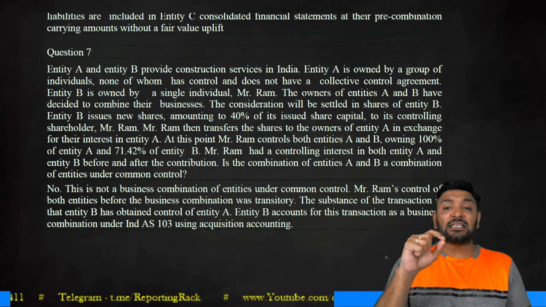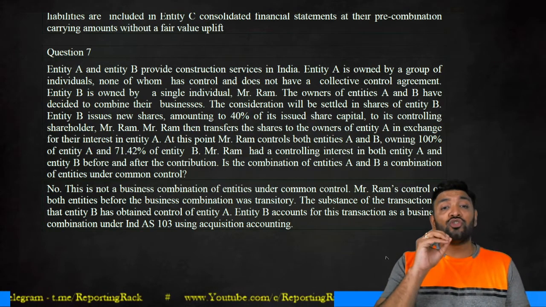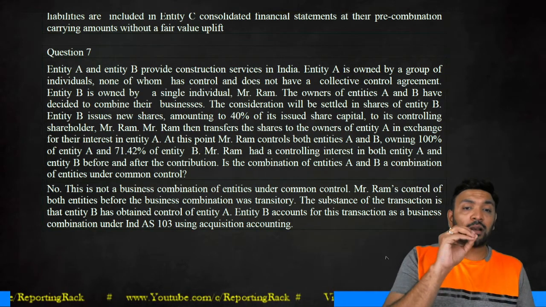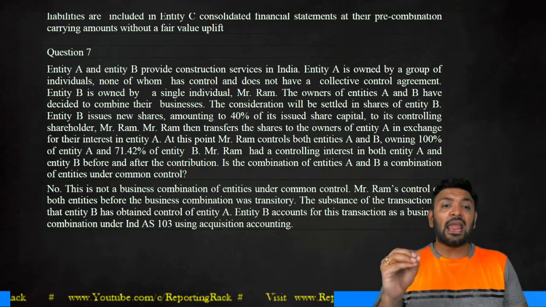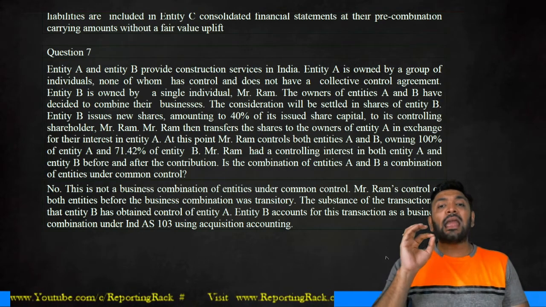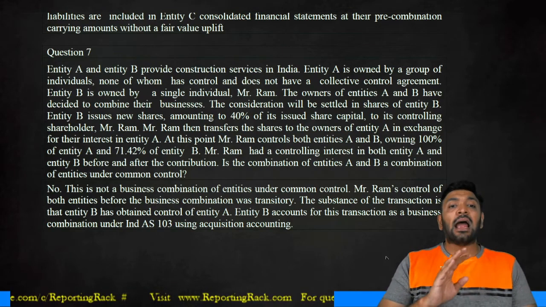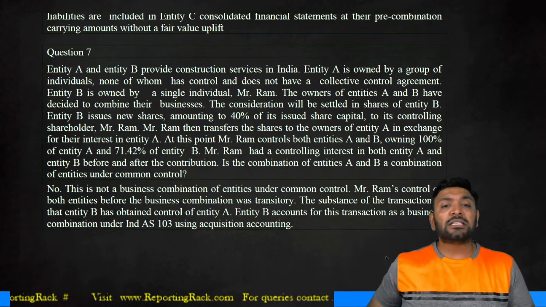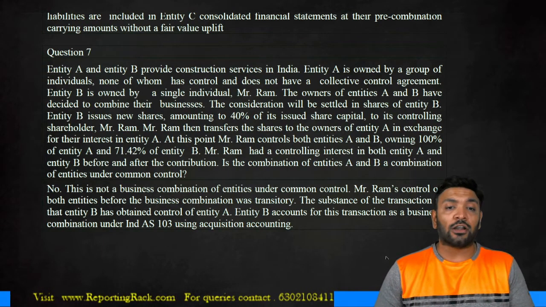The consideration will be settled by issue of shares of Entity B. Entity B issues new shares amounting to 40% of its issued capital to its controlling shareholder, Mr. Ram. Mr. Ram then transfers the shares to the owners of Entity A in exchange for the interest in Entity A. At that point, Mr. Ram controls both Entity A and B, owning 100% in Entity A and 71.42% in Entity B. Mr. Ram has controlling interest in both Entity A and B before and after the contribution.